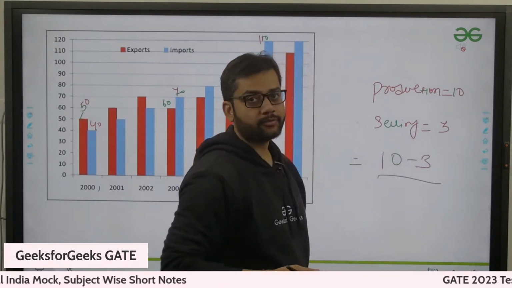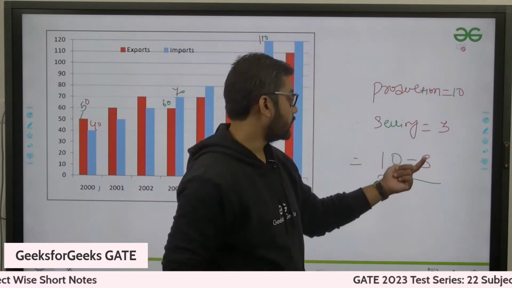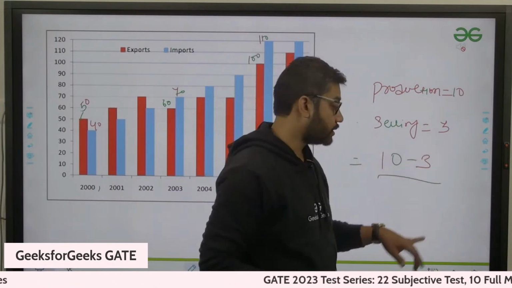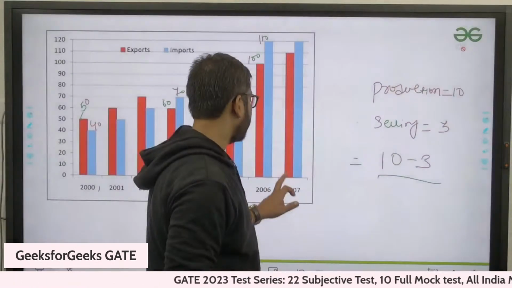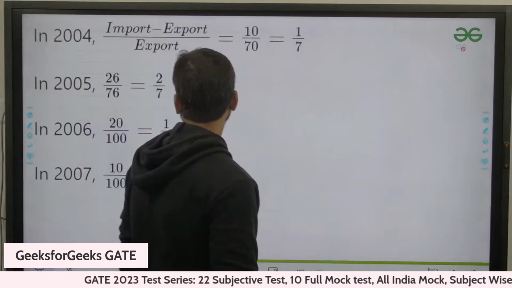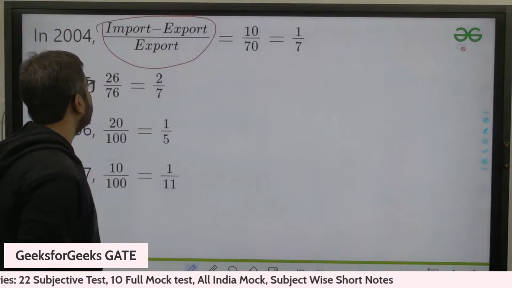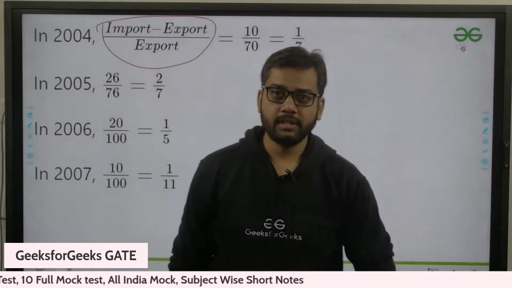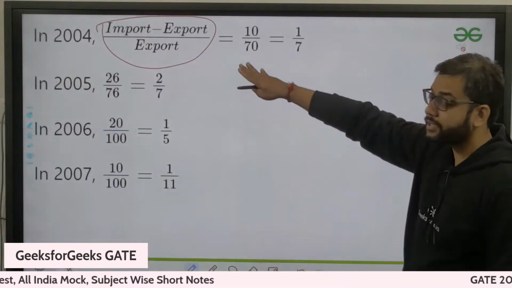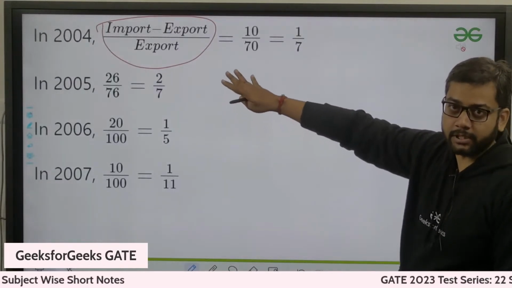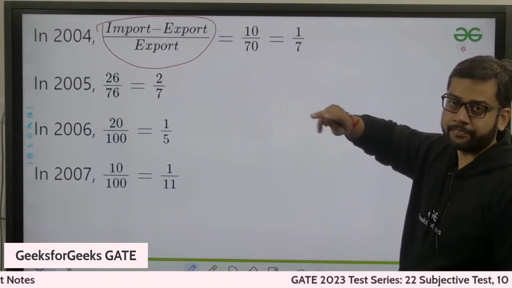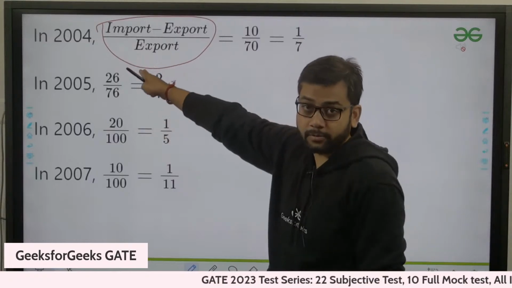If I have to find it in the format of a percentage, then we can also find it in that format. The same thing I am writing in the format of this formula, because we have to find out import minus export upon export. Now just think, this is not any financial formula. I'm telling you why I have written this: it is basically just the percentage formula.